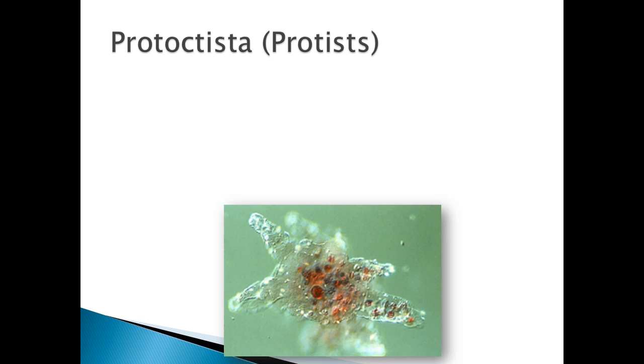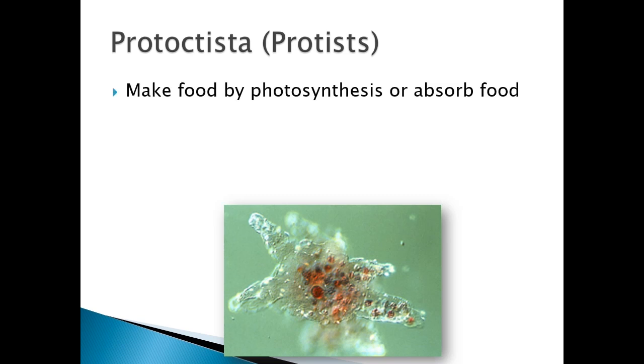Even though they're very simple, they still have some quite skillful tricks. They can make food by photosynthesis, so they can use sunlight to combine carbon dioxide and water to make food. Other ones might simply absorb food through their surface. They don't have mouths as such, they absorb food through the surface.